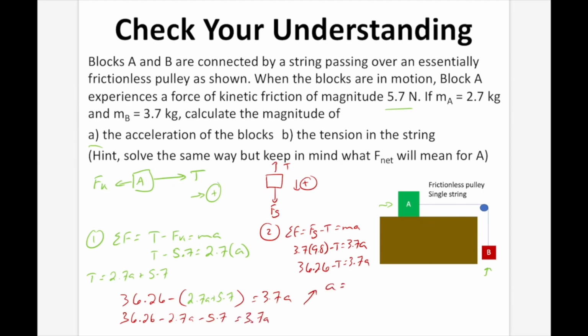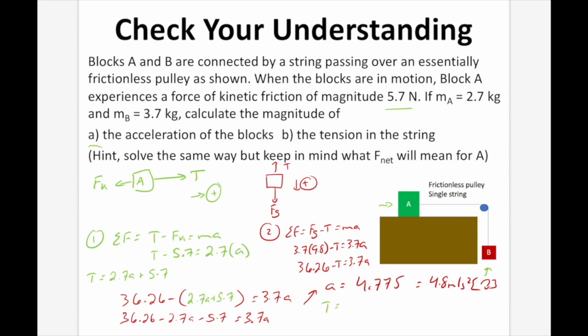We're going to solve for a by simply collecting like terms and finding the a value. So 36.26 minus 5.7, and then we're going to divide that by the a values, which is going to be 3.7 plus 2.7. Our a comes out to 4.775. Now we need 2 sig digs in our answer, so our final answer is going to be 4.8 meters per second squared clockwise.